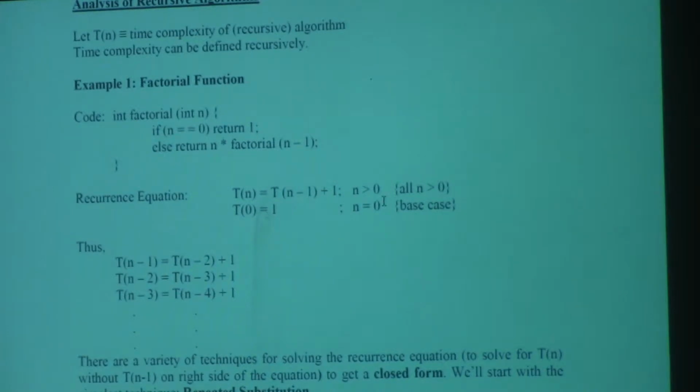What's the factorial of 0? 1. What's the factorial of 1? 1 times the factorial of 0. What's the factorial of 0? 1. Okay, so it's 1 times 1. That's 1. Does that make sense? So that's a recursive function.